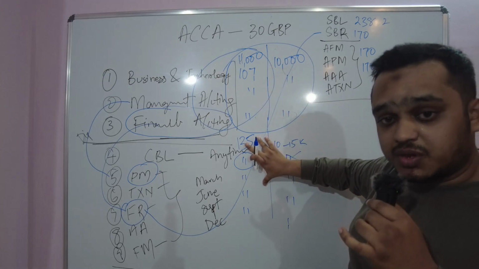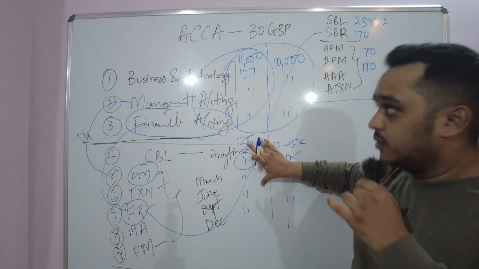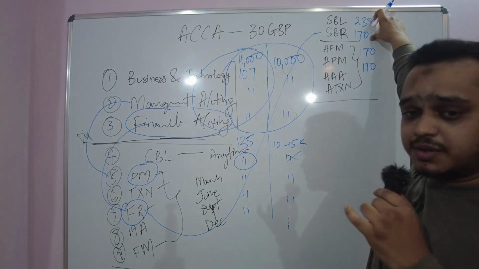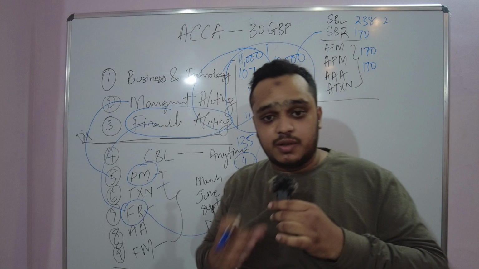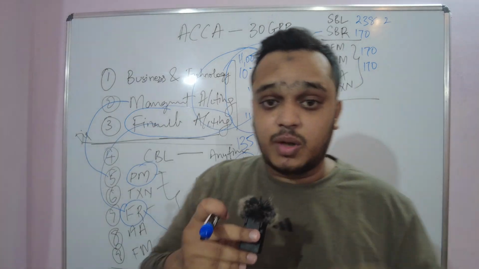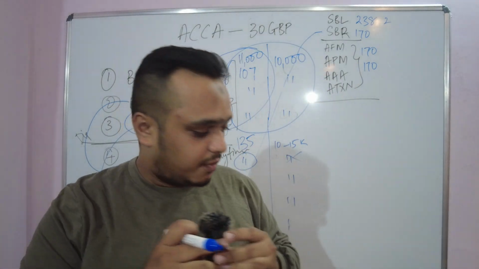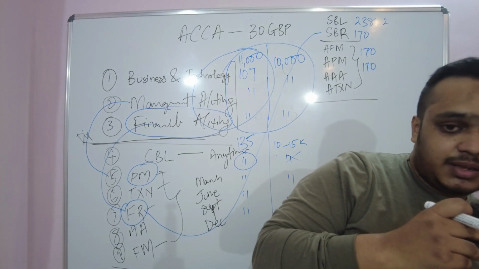Each paper for skill level is 135 pound, and then SBL is 238 pound. SBR and the other optional papers is 170, and this is as of right now 2023 in the month of May. I'm putting up the updated fee details here.